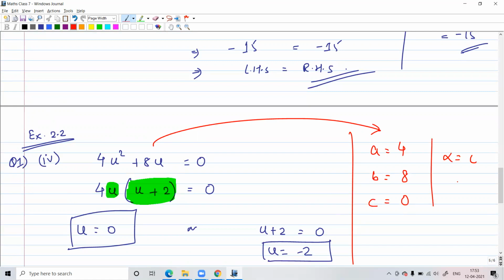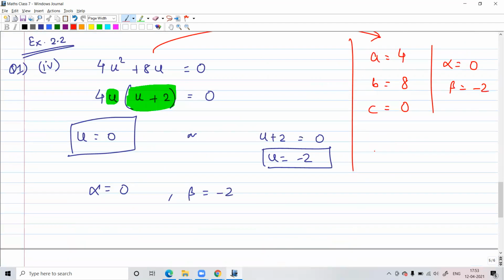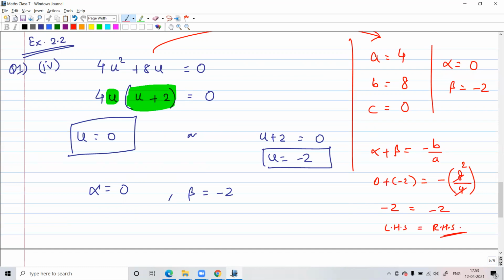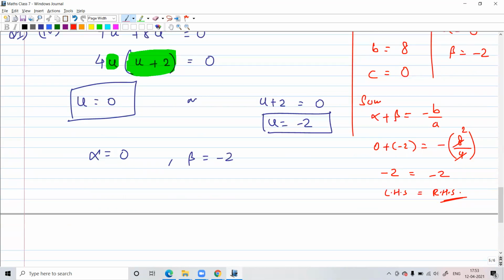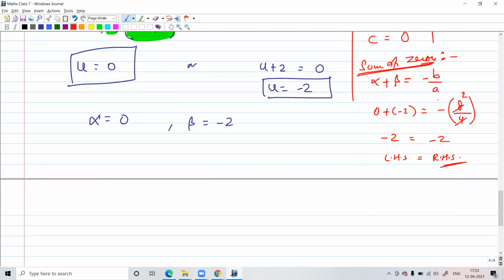Alpha, you know already it is 0. Beta is minus 2. So you can verify your relation alpha plus beta and alpha into beta. So I will very quickly do it. Alpha plus beta is equal to minus of b by a. So it will be 0 plus minus 2, minus of b, which is 8, and a will be 4. So this is minus 2. And as you can see, this will also get cancelled. This will also be minus 2. LHS is equal to RHS. So this is your sum of zeros. Verified. Same way, you will verify the product of zeros.